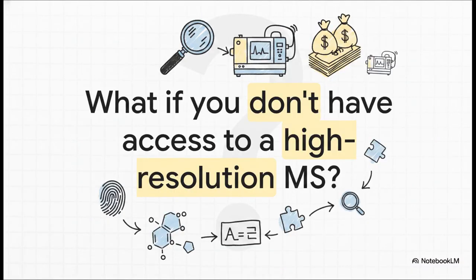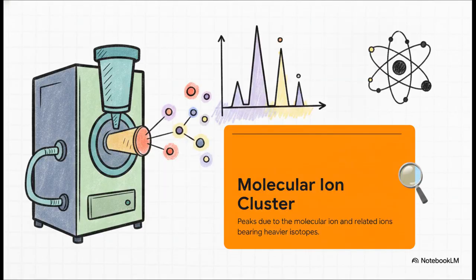But let's be totally realistic for a second. Not every lab has the budget for a $1 million high-resolution machine lying around. So if you're stuck with a standard low-resolution scale, is the trail just dead? Absolutely not. Chemists have developed a really genius workaround to find the exact molecular formula using clues that are literally hiding in plain sight.